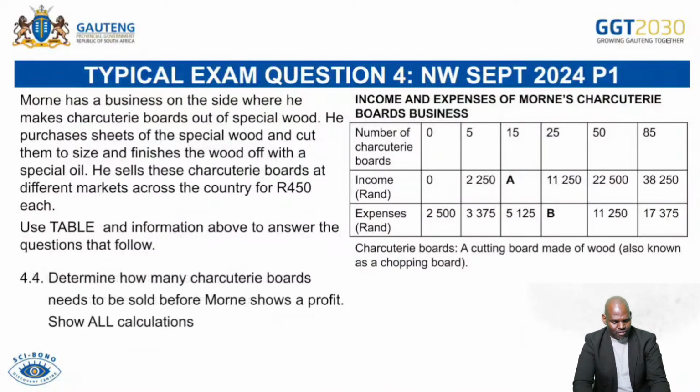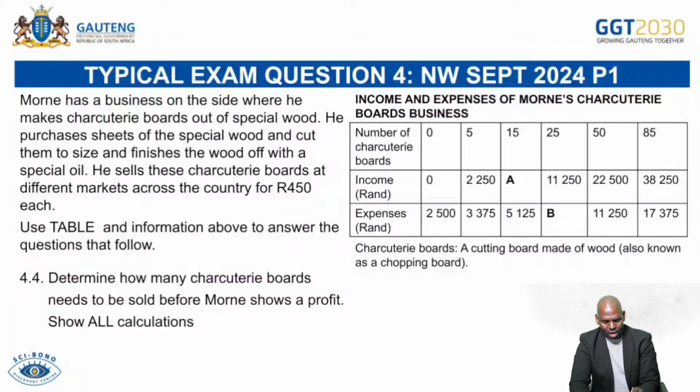Okay, then number 4.4 is determine how many calculatory boards need to be sold before Morne shows a profit. Show all calculations. Now, boys and girls, remember we said if expenses are always bigger than income, that is a loss. Let us look at this.